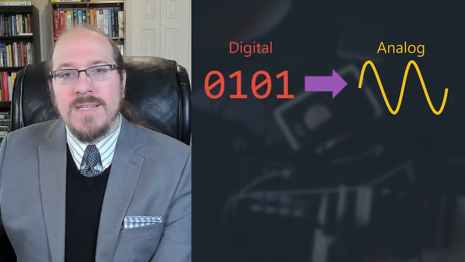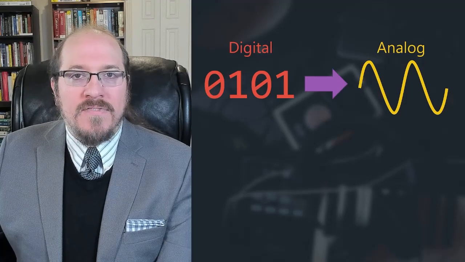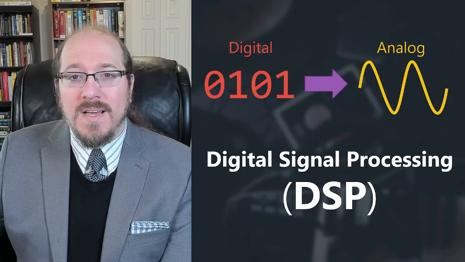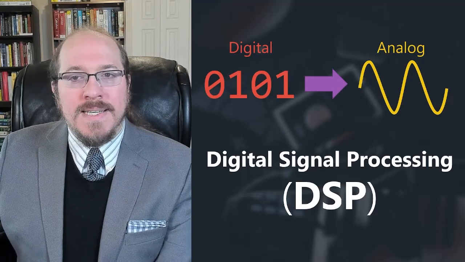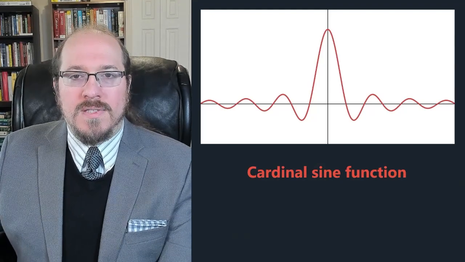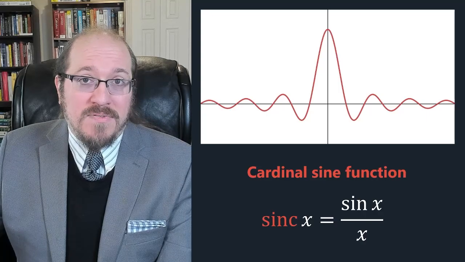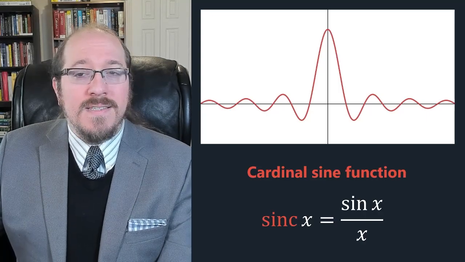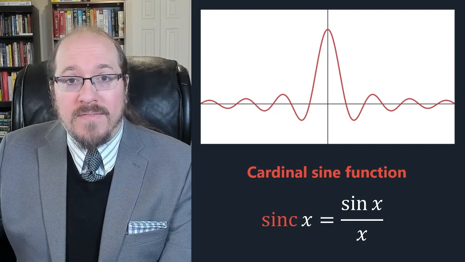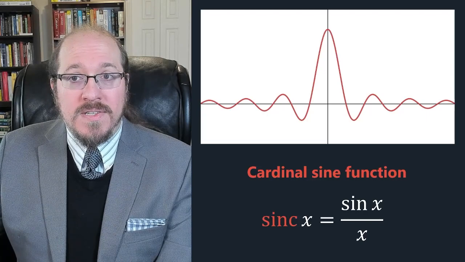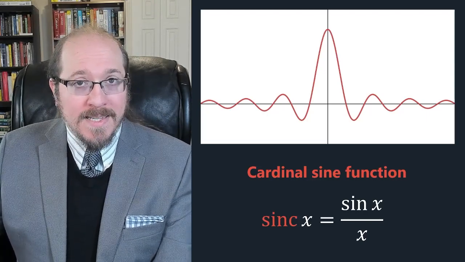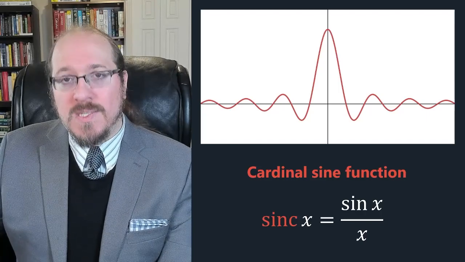The question of how to do this is one of many problems studied in the field of digital signal processing, or DSP for short. One of the most important functions used in DSP all over the place is the cardinal sine function, also called the sinc function. The C stands for cardinal. Roughly speaking, the sinc function can be used to pick out a single value, a sample, out of a larger waveform. Algebraically, the sinc function is defined as sine x over x, and its graph has one large peak at x equals 0 and many smaller peaks as we go outward.